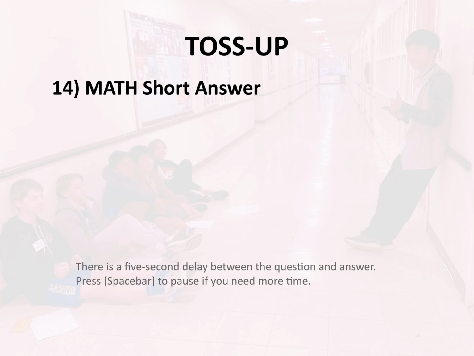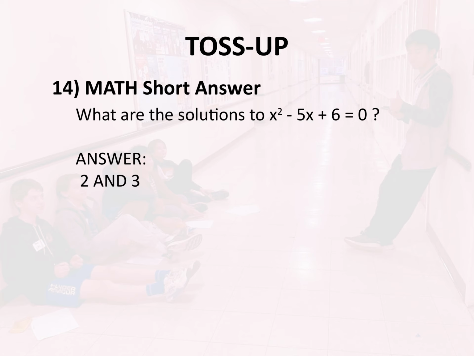Toss-up 14. Math. Short answer. What are the solutions to x squared minus 5x plus 6 equals 0? Answer, 2 and 3.